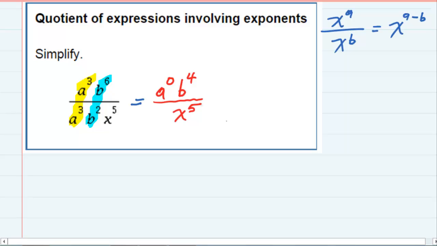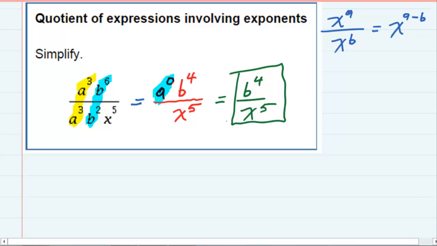And then you may recall that whenever we have a variable raised to the 0 power, that will be 1. So if that becomes 1, then it's going to be 1 times b to the 4th, which is b to the 4th over x to the 5th. That is our simplified solution.